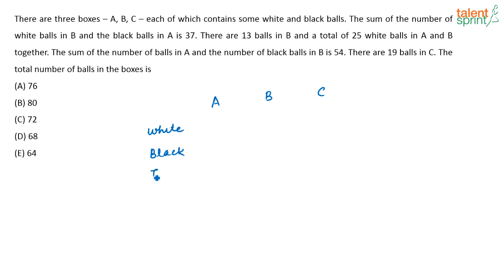Let's write the total number of balls, because they are talking about total balls also. There are 13 balls in B, so this is 13. In B, totally 13 balls are there, and a total of 25 white balls in A and B together. The sum of the number of balls, 19 balls in C. Like this, write down the information given and then solve it. Anyway, you try and then I will start.